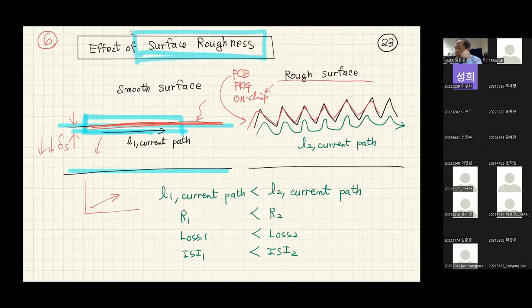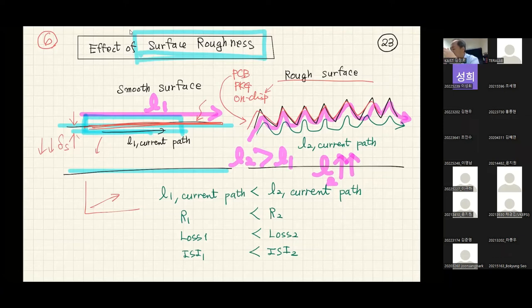Then what actually happens is that the surface current is flowing through the surface roughness. That means the actual length is increasing. In the case of a perfect surface, let's assume it has length L1. If we have surface roughness, this L2 is going to be longer than L1, because the surface current has to follow the surface curvatures. Because of that, we are going to have more ISI effect and more jitter.